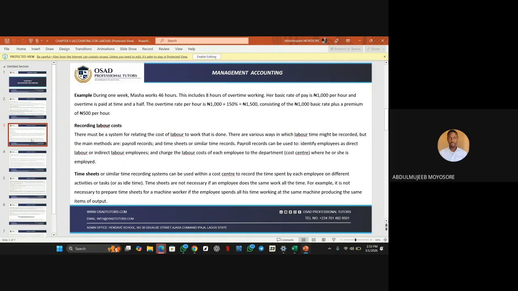Consisting of 1,000 basic rate plus a premium of 500 naira per hour because this person is working overtime. Can you calculate how much Marsha will be earning for that week? We need to first get how many hours of normal time did she work?